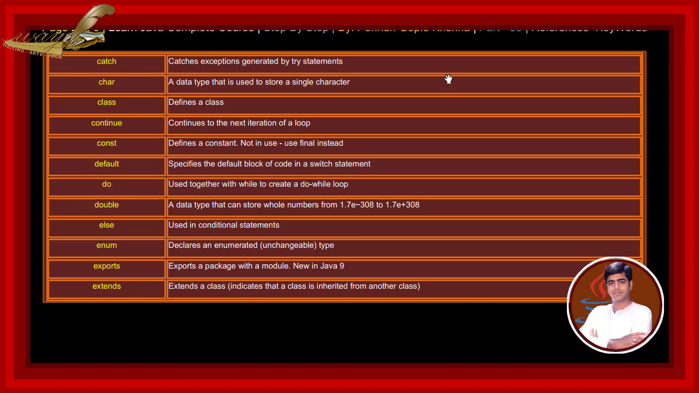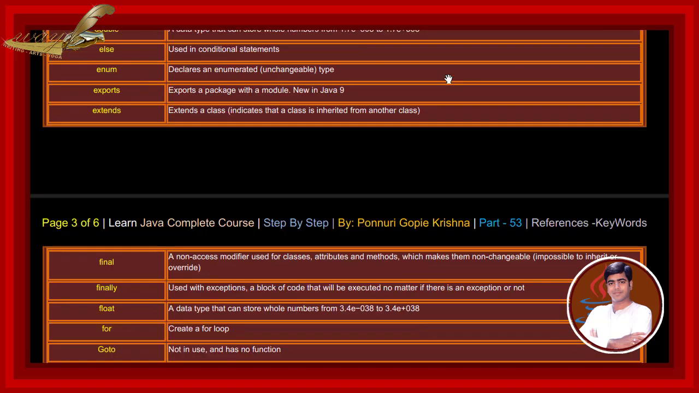Double keyword, a data type that can store numbers from 1.7e-308 to 1.7e+308. Else keyword, used in conditional statements. Enum keyword, declares an enumerated unchangeable type. Exports keyword, exports a package with a module, new in Java 9. Extends keyword, extends a class, indicates that a class is inherited from another class.